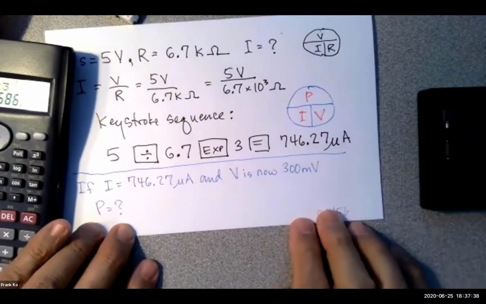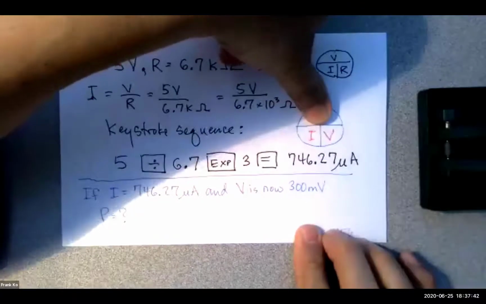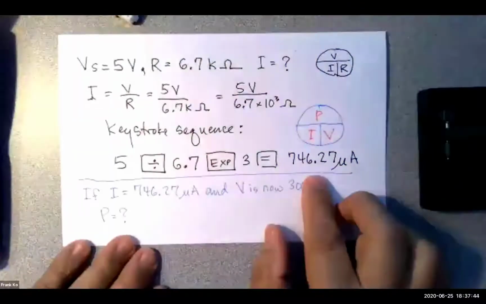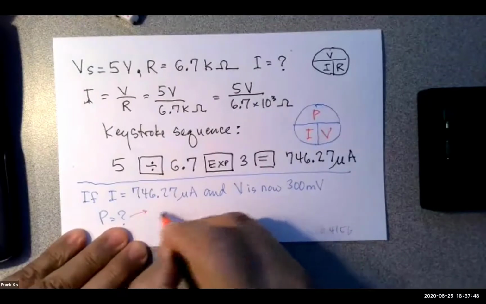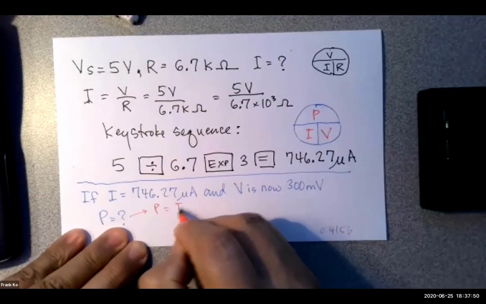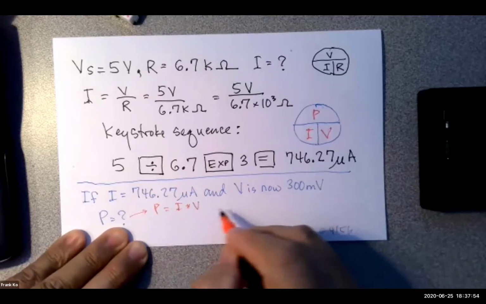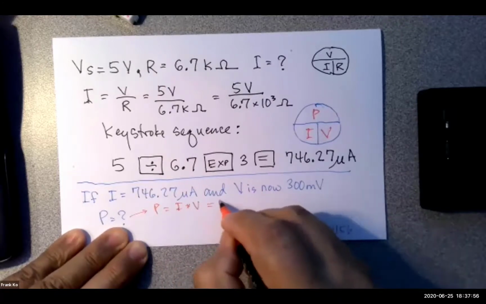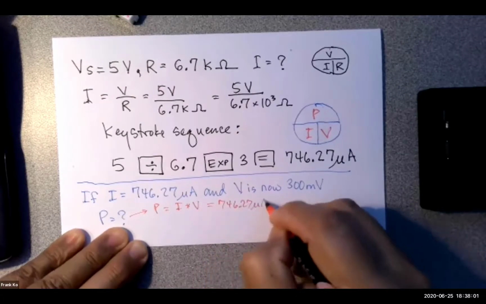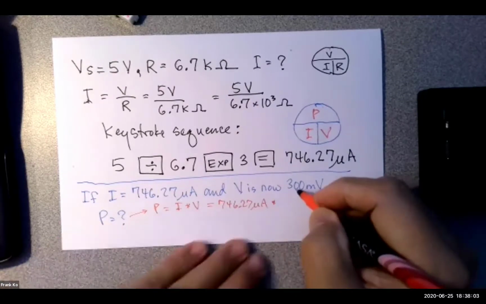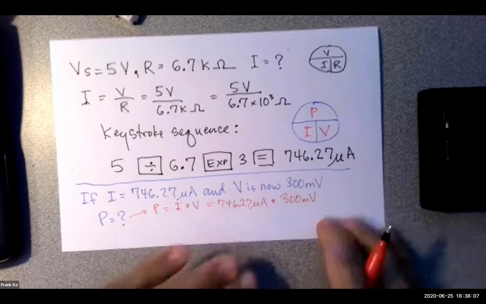So if I'm looking for power, this particular circle formula suggests we put our thumb over the P. What's left between the I and the V? What's left is going to be, P is equal to I times V, yes? And that would be, right here, 746.27 microamps. I'm going to multiply this by the V, 300 millivolts.